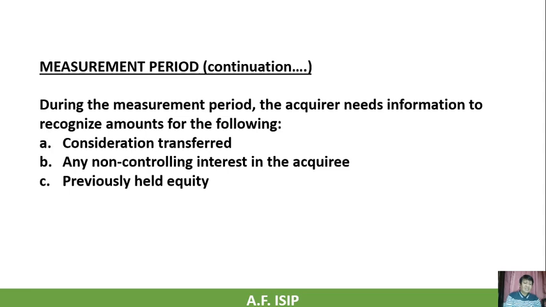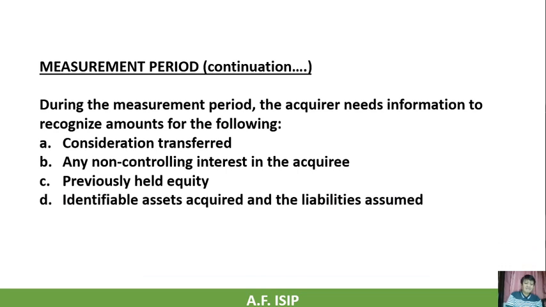Next, previously held equity. In some instances, the documents pertaining to the previously held equity are not available. There are some instances that the amounts being declared by the acquirer is different from the amount in the records of the acquiree. So, under letter C, in some instances, we will apply the measurement period if both the acquirer and the acquiree are not sure regarding the previously held equity.